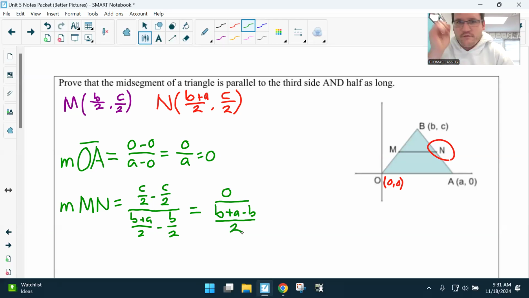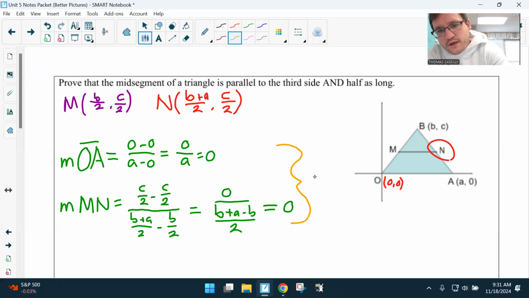Now, if you notice, I could simplify the bottom a little bit more, but we have a 0 in the numerator. So that means 0 divided by anything, right? A and B are just some numbers, right? So 0 divided by some number is 0, right? So what we did is we showed the slope of OA, our base, is 0. The slope of MN, our mid segment, is also 0. So these two pieces of information right here show us that OA is parallel to MN. All right, so that's step one.